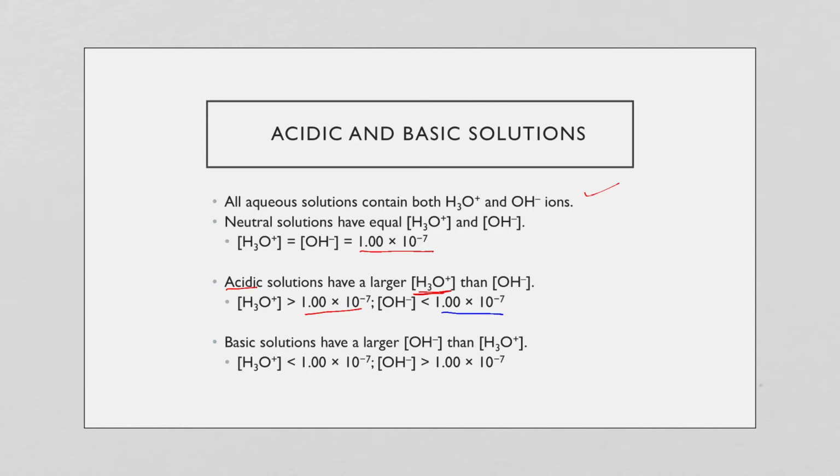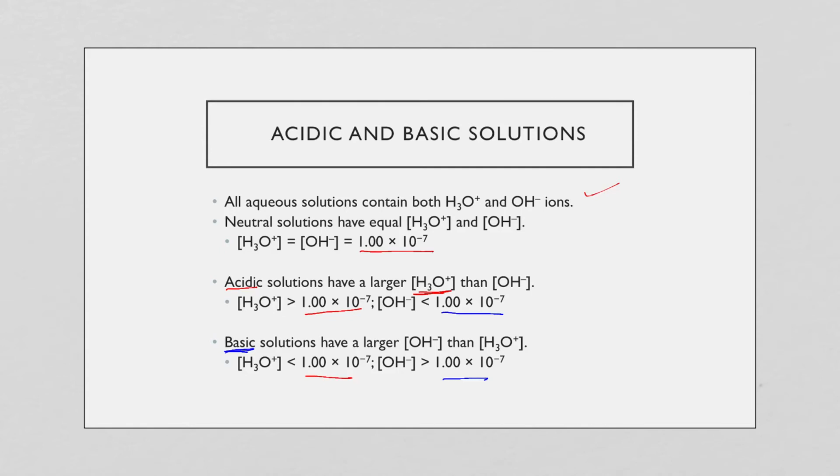In a basic solution, it's just the opposite, right? We're going to have more hydroxide in a basic solution, so the hydronium is going to be less than 1 times 10 to the minus 7. Hydroxide is going to be more than 1 times 10 to the minus 7. So the hydroxide is going to be greater than hydronium in a basic solution.